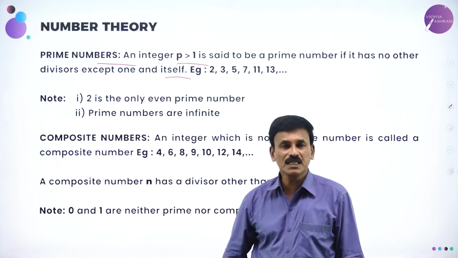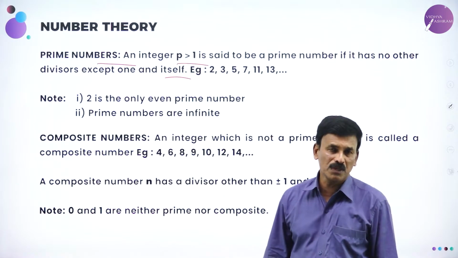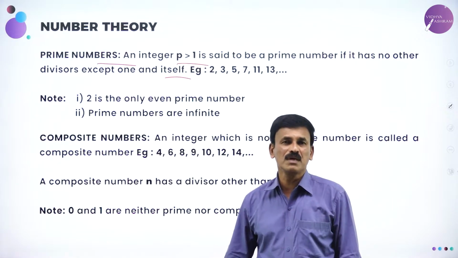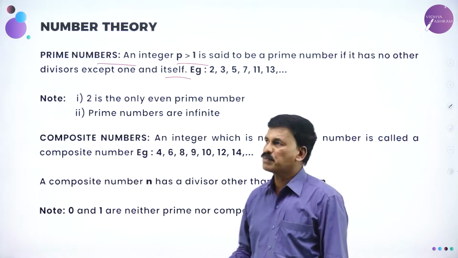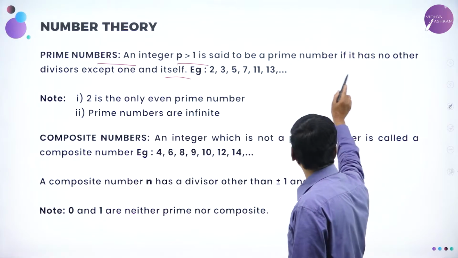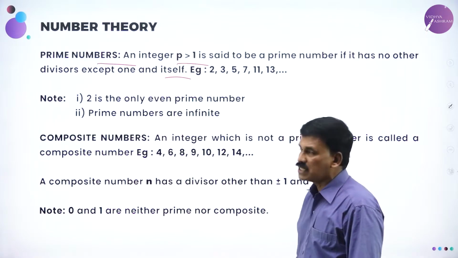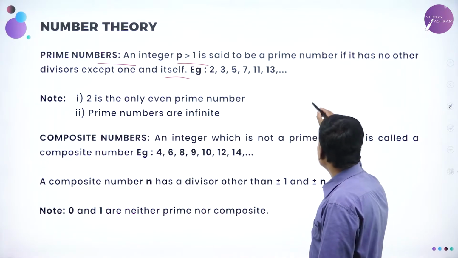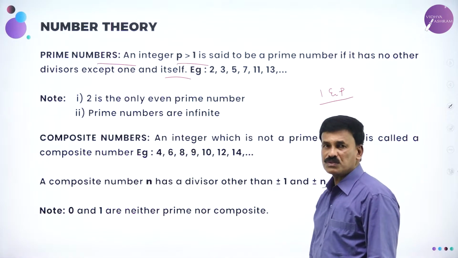A number p greater than 1 is said to be a prime number if it is not divisible by any other number except the same number and 1. That is, a number p greater than 1 is prime if it has no other divisors except one and itself.